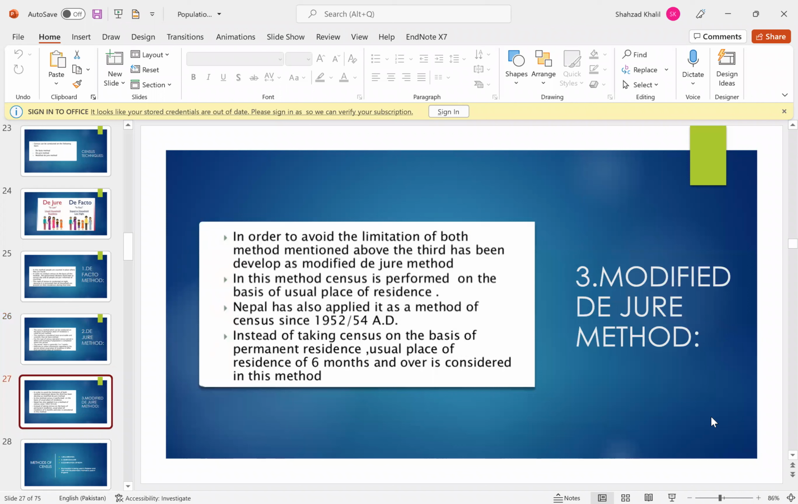Third is the modified de jure method. In order to avoid the limitations of both methods mentioned above, the third has been developed as the modified de jure method. In this method, census is performed on the basis of usual place of residence. Nepal has also applied it as a method of census since 1952-54 AD. Instead of taking census on the basis of permanent residence, usual place of residence of 6 months and over is considered in this method.